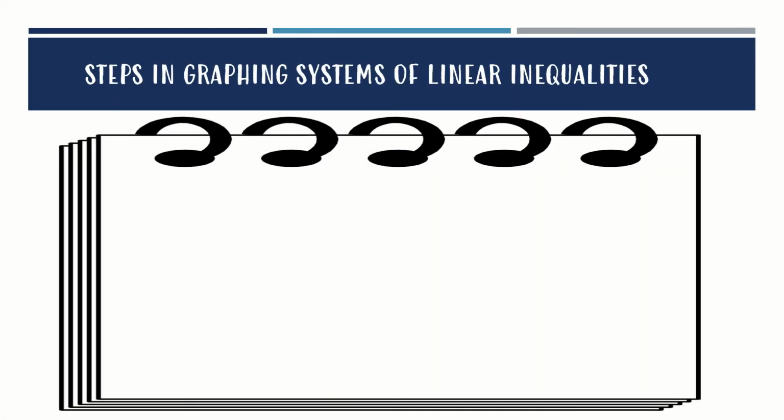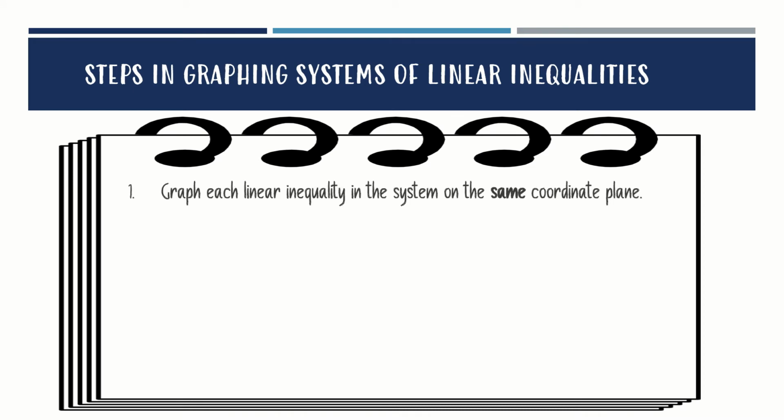Here are the steps in graphing systems of linear inequalities. Step 1. Graph each linear inequality in the system on the same coordinate plane. Kagaya lamang ng pag-graph natin ng system of linear equations na kung saan gumamit lamang tayo ng isang Cartesian plane para sa isang system. Remember that when we are graphing linear inequality, we have to shade the appropriate half plane.